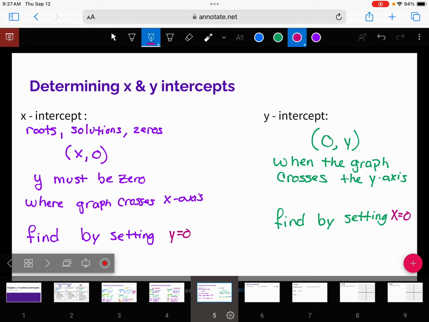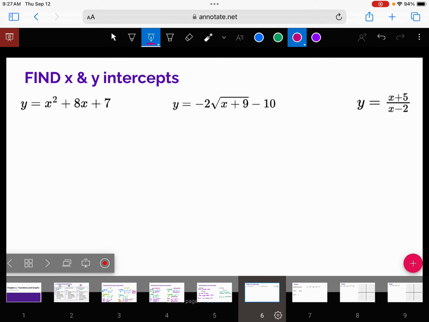And shock of all shocks, I wonder what we're going to do next. But practice that. Oh, snap. So we're going to look at a few of these and find some x and y intercepts.